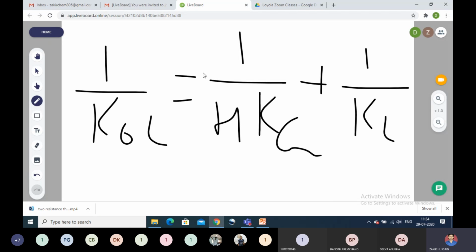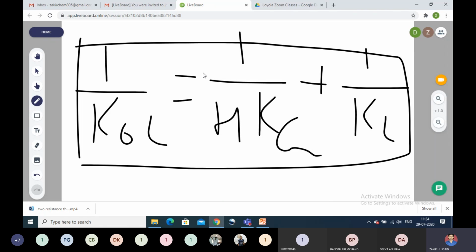So this is the overall relationship between the overall mass transfer coefficient in the liquid phase and the individual mass transfer coefficients in the two phases. Similarly, the same formulas we can apply to the gas phase also and deduce the other equation.